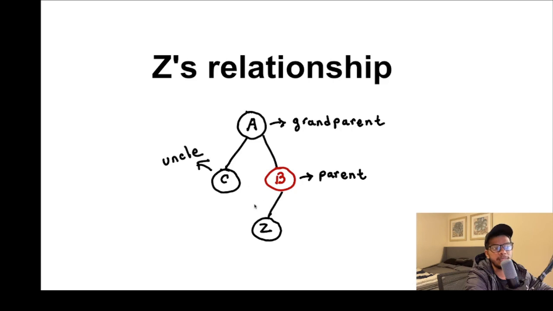Uncle node would be the node that is the child of a node's grandparent. Obviously, that's not the immediate parent, so you can have either one uncle or no uncle at all, because a node in a binary tree can have at most 2 children, right? So one of them is going to be your parent, and if the grandparent has another child, then that's going to be the uncle node of the Z node.